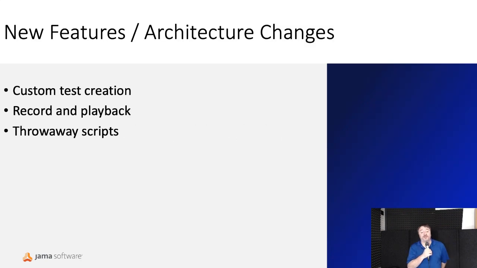Okay, so new features, architecture changes. This is a big thing. So if we're refactoring how we do our caching, or if we're adding new features, we'll actually go in and have the team start first, and they'll do custom test creation, they'll do record and playback, and throwaway scripts. So custom test creation is really knowing what the team was working on. They'll build tests specific for that one release, and then we'll take the cream of those tests and we'll put them into the regression and carry them forward.